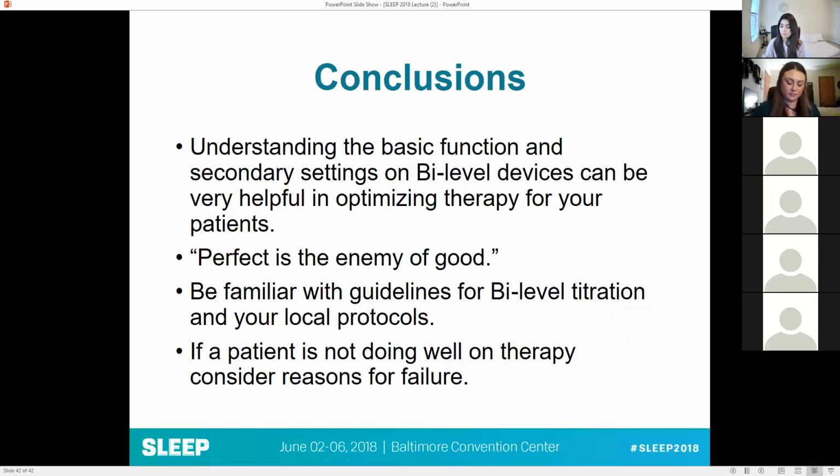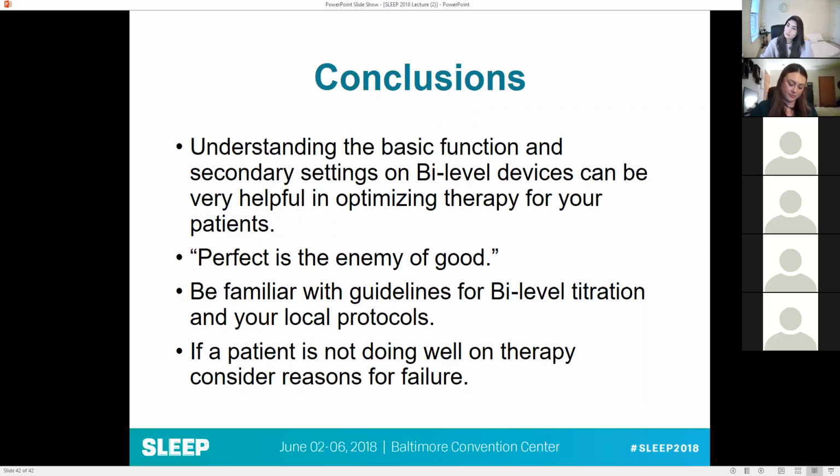So I think understanding the basic function of these devices and secondary devices can be very helpful in optimizing therapy for your patients. And it's true in sleep apnea, central apnea, but I think it's also true when you're taking care of patients with advanced COPD or neuromuscular disease, really trying to tailor therapy to the individual patient. Remember, perfect is the enemy of good. No therapy is effective if the patient is not going to use it.